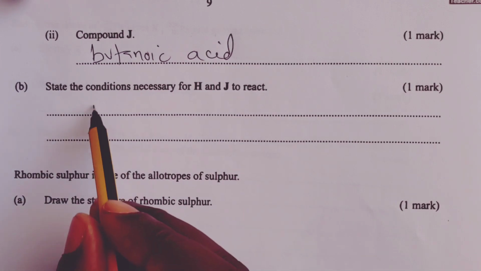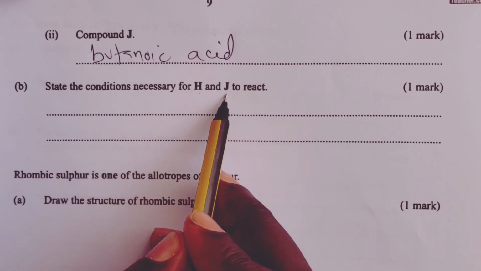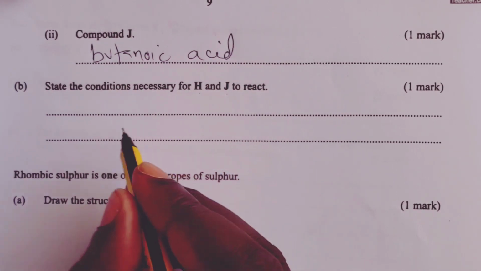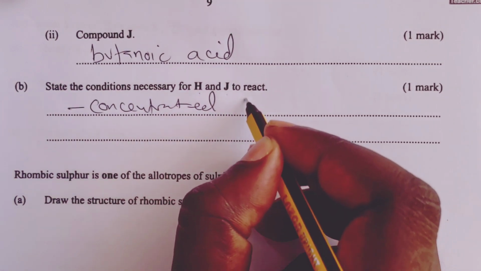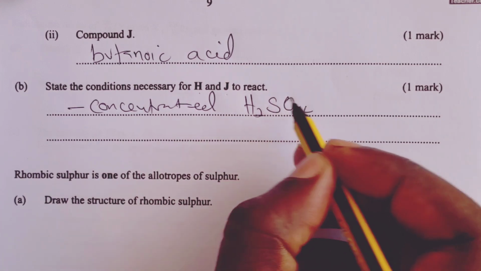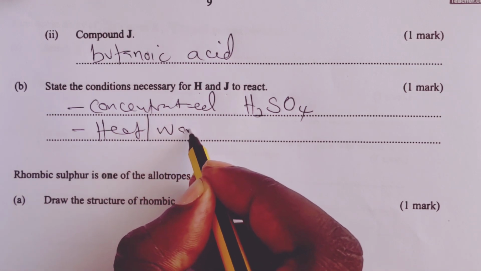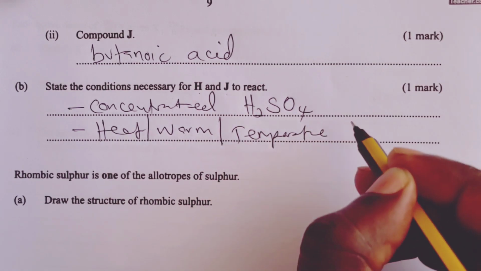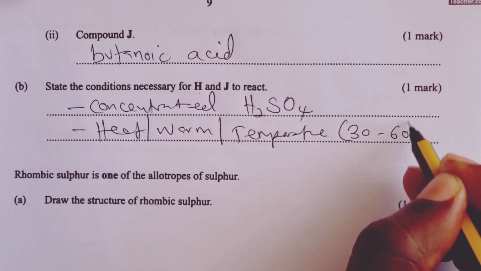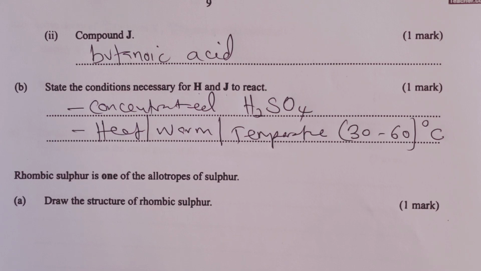We are asked to state conditions necessary for H, an alkanol, and J, an alkanoic acid, to react. Of course, the first one, which is normally a catalyst, is concentrated sulfuric acid. We also need to either heat or warm, or to be specific, a temperature of between 30 and 60 degrees Celsius. Of course, we shall form an ester.